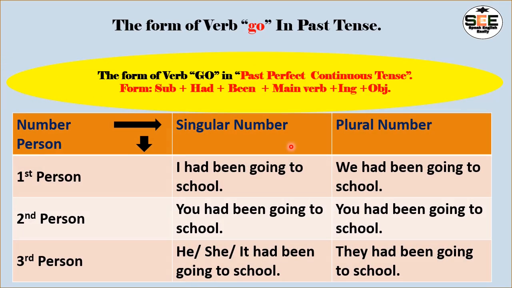Here we can find the table. This arrow mark indicates number, singular number and plural number, and below this arrow mark indicates the person, first person, second person and third person.